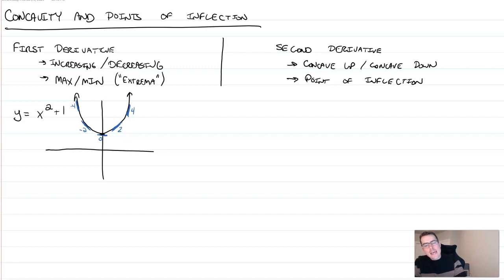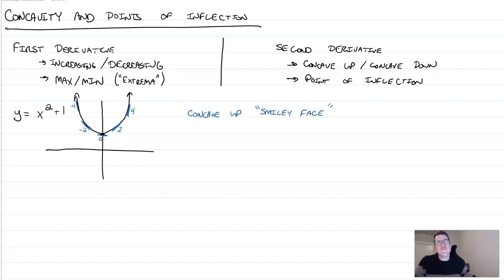The slopes are increasing. When the slopes of your tangent lines are increasing, this is what we call concave up. Okay, and a good way to think of concave up is to think of this as a smiley face. If your function looks like a smiley face or any part of a smiley face, you have concave up.